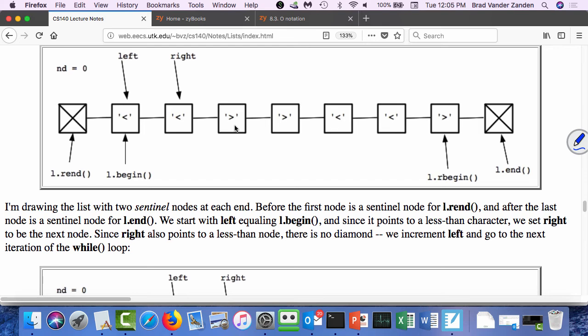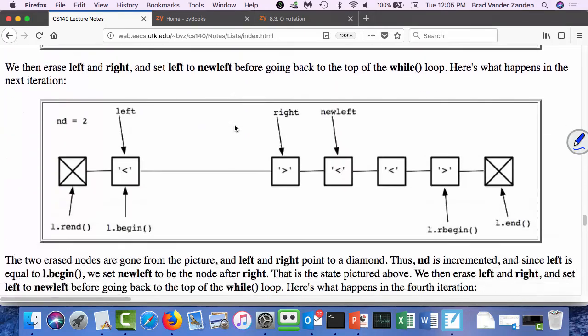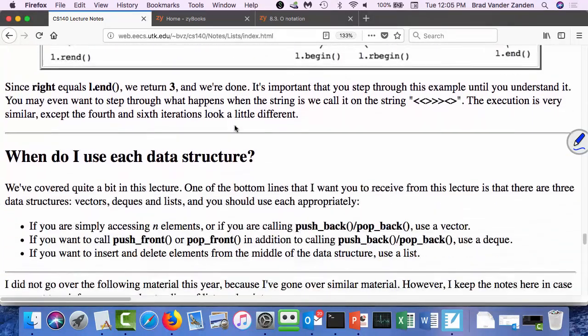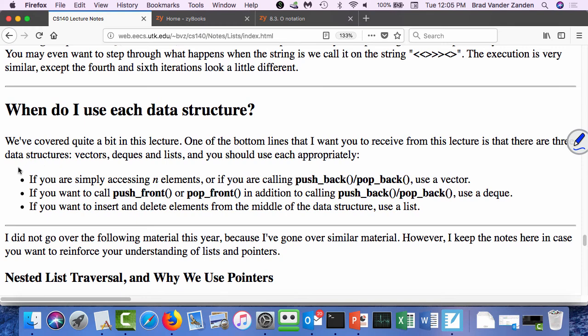Now just wrapping up on lists, Qs and DQs, just want to emphasize when you use each of them. So if you are only accessing the items from the back of something, use a vector when you only add or subtract from the end.